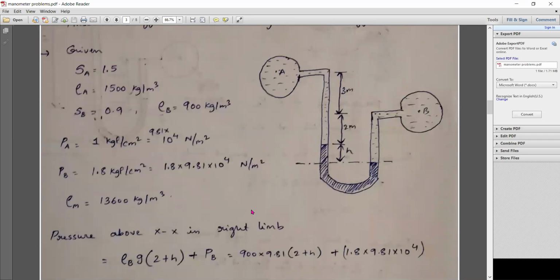So in the right limb, we'll get two terms. One is in the tube. Rho G H is the general formula we know to find pressure. Rho is the density of the fluid flowing in this pipe, which is rho B, the second fluid. So rho B into G into the height of the fluid, which is the full height, 2 plus H. This is the pressure in the limb. Now we have one more pressure, PB, inside this. So rho B into G into 2 plus H plus PB. Any doubt in this?